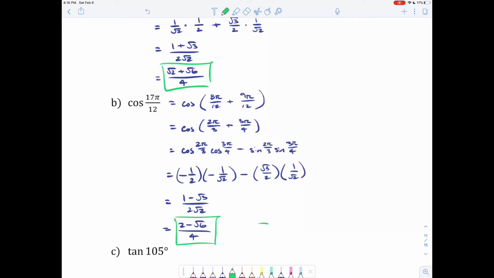You might have it phrased as negative root 6 plus 2. That's, oh, not 2, but root 2. Sorry, so let me give that a quick edit. But still the same, still equivalent.